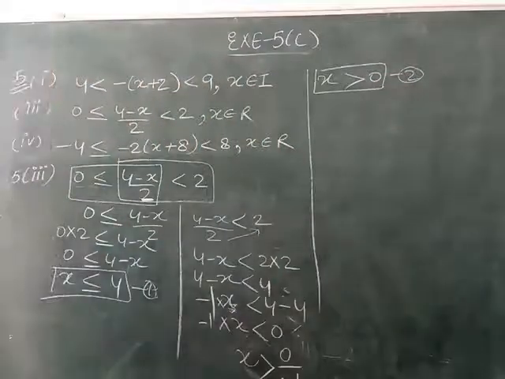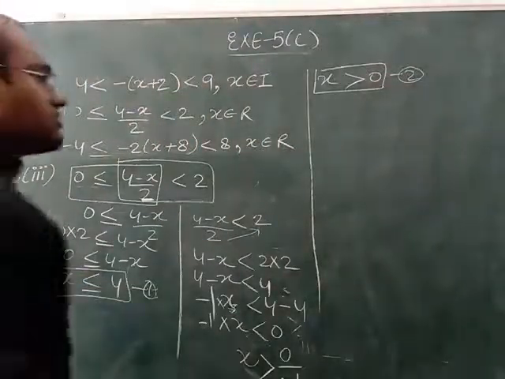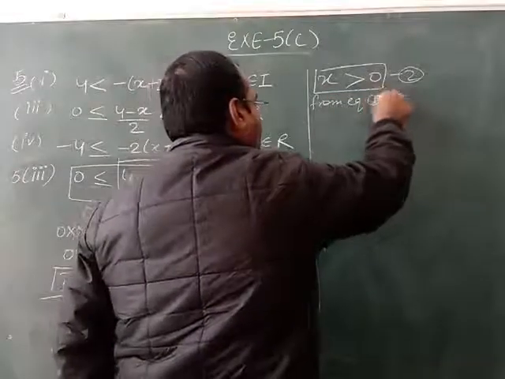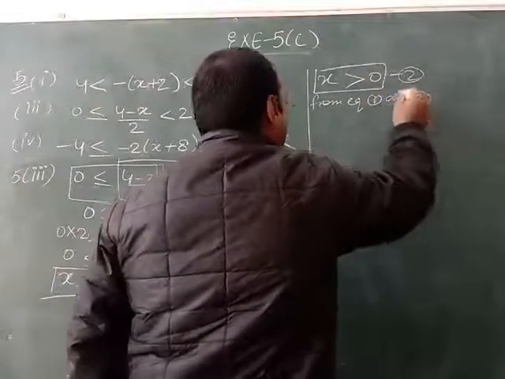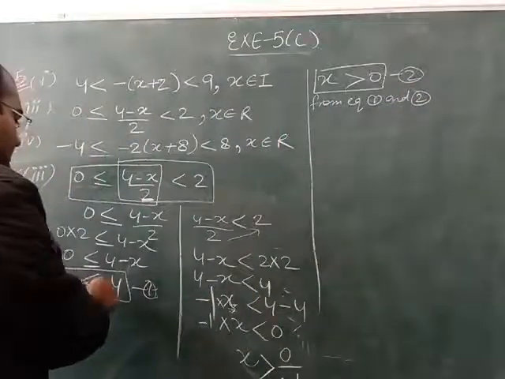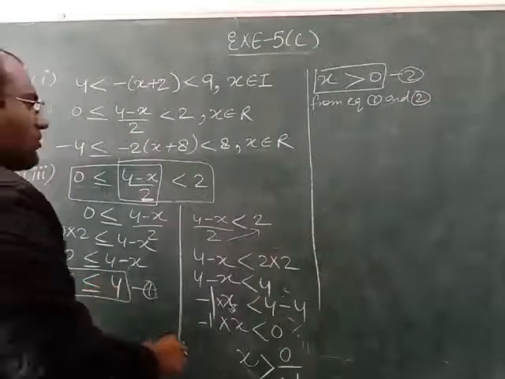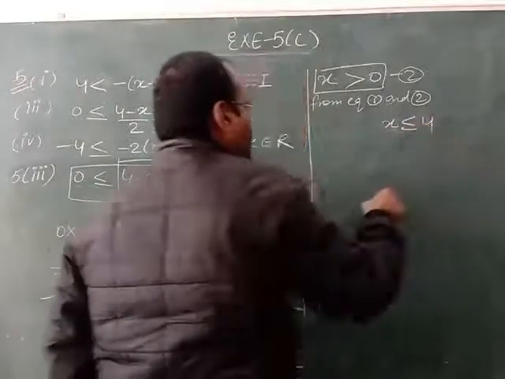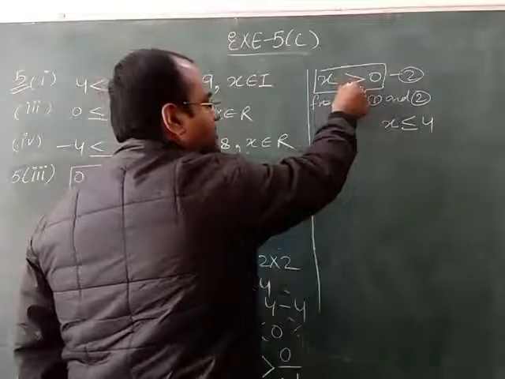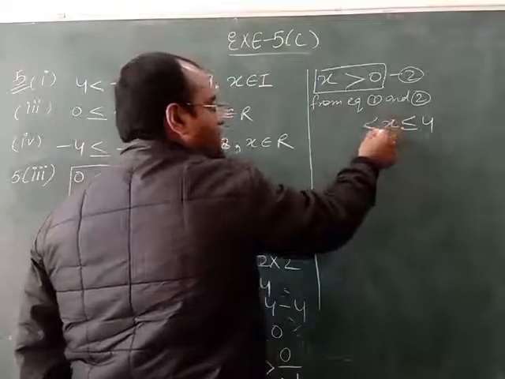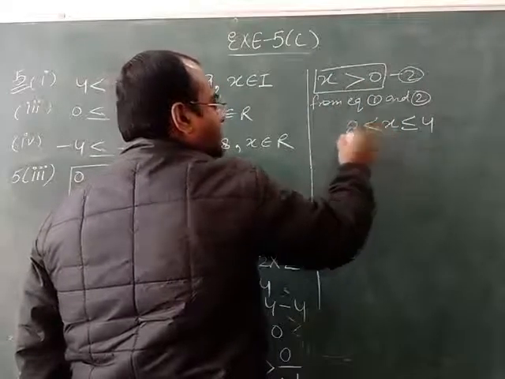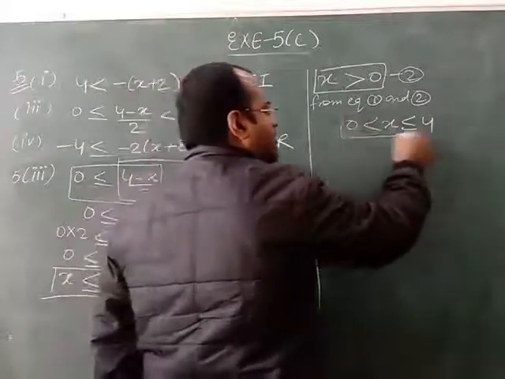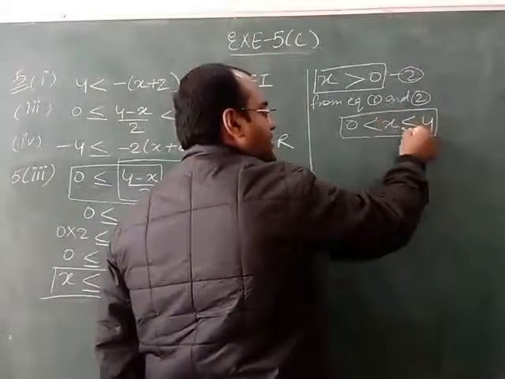Now we will combine both equations, first and second. So from equations 1 and 2 we are getting x less than equal to 4. x less than equal to 4, and x open sign is coming, so here we will put x open sign. x is greater than 0. So what is the final answer? x is greater than 0 and less than equal to 4.